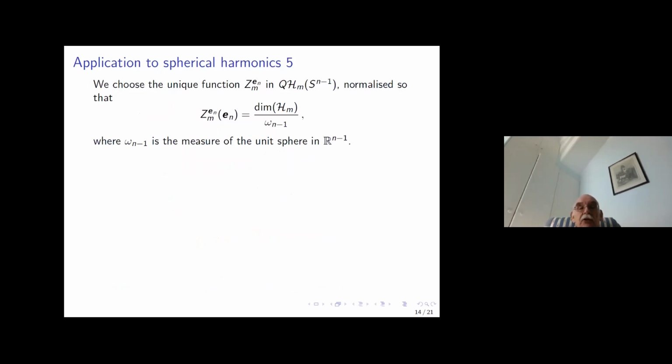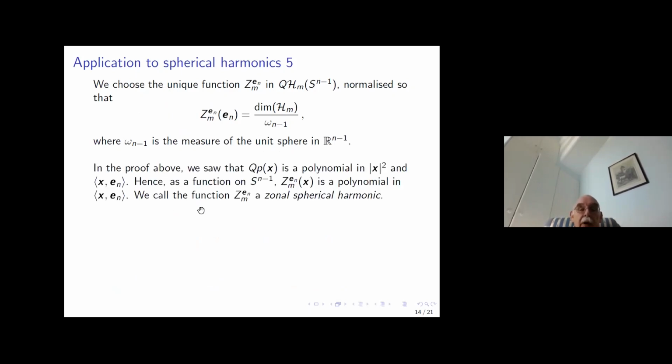Now, I'm going to choose one particular function in this space, and I'm going to choose it so that when I evaluate it at en, I get this number here, the dimension of Hm divided by omega n minus 1, which is the measure of the unit sphere in R^n minus 1. That's just a choice, but it's a good choice.